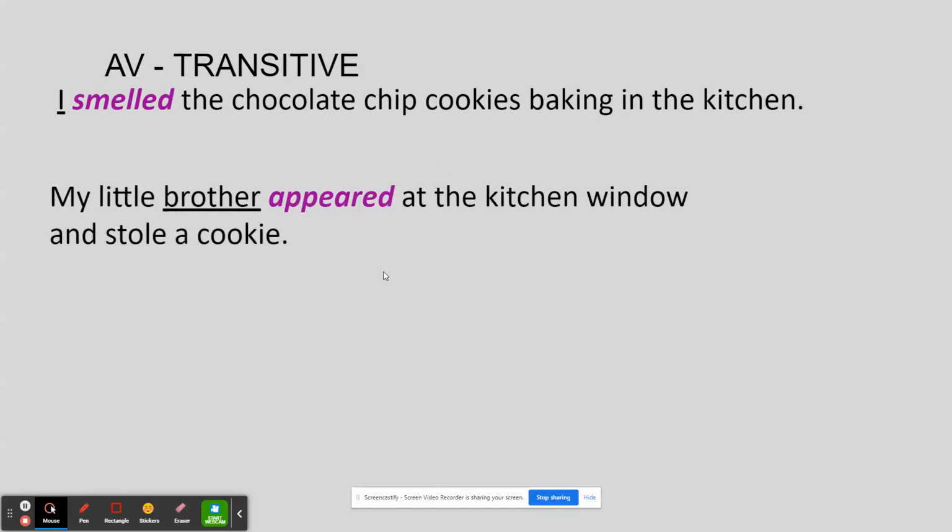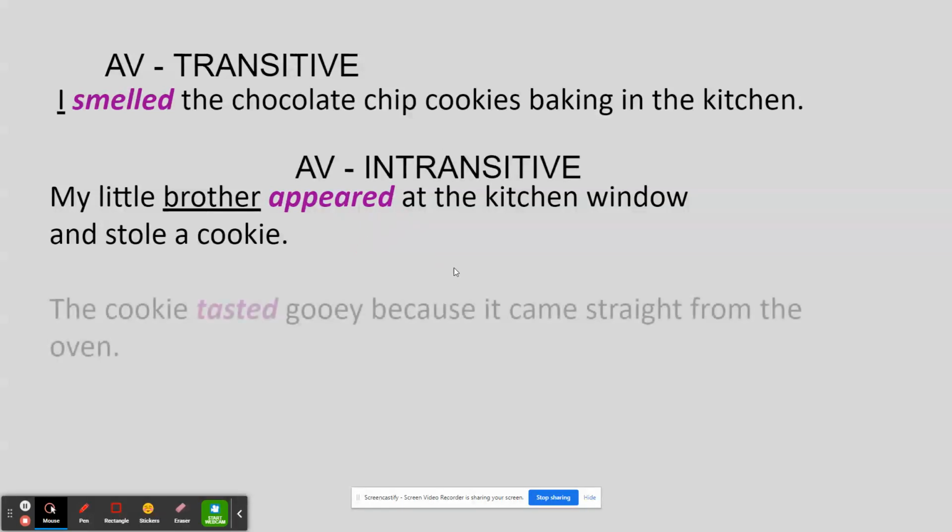Our next example, my little brother appeared at the kitchen window. We have the subject brother, and what did he do? He appeared. So we have an action verb. We don't have a direct object, therefore it's intransitive.